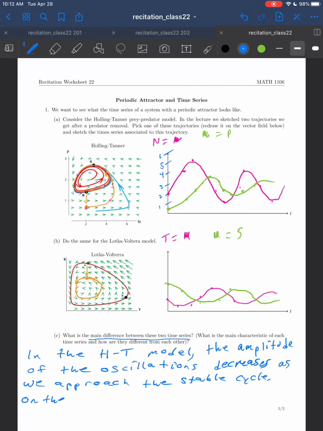On the other hand, in the Lotka-Volterra model, which we've seen before, once we perturb, we're on a new loop. We have periodic oscillations which do not change.